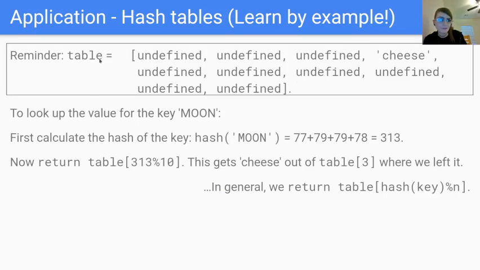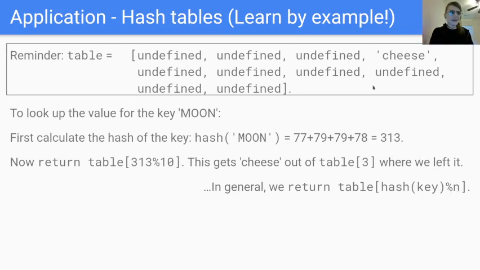So here's our table that we've just constructed. Now we want to look up that key again. We want to look up moon. And all you have to do, of course, is just hash moon. We get 313, take 313 mod 10, and look in that slot. And 313 mod 10 is 3 still. It's still the same slot. And so we know exactly where in the array to look. We can look at array 3, table 3, and get cheese out of the table. And that's the value that we're interested in. And so the code looks like just return table hash key mod n.